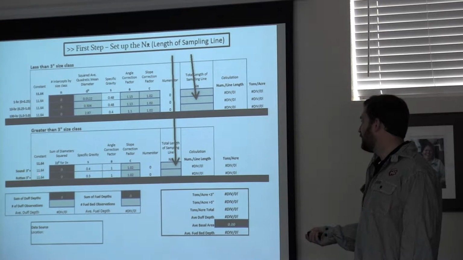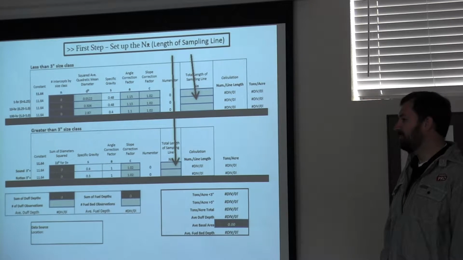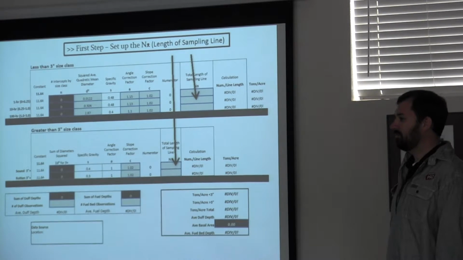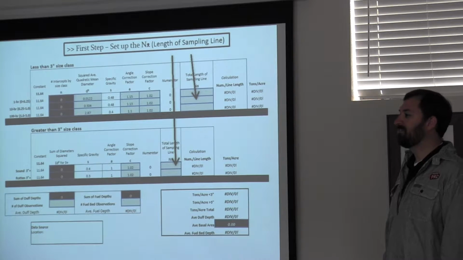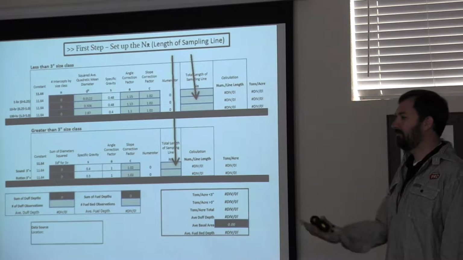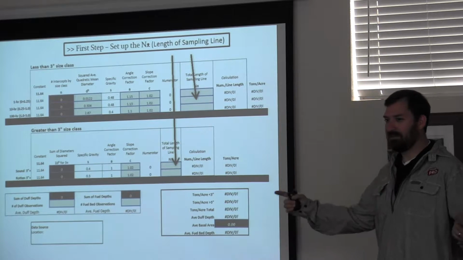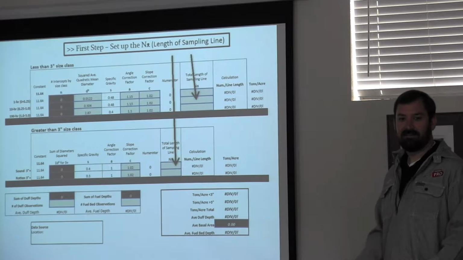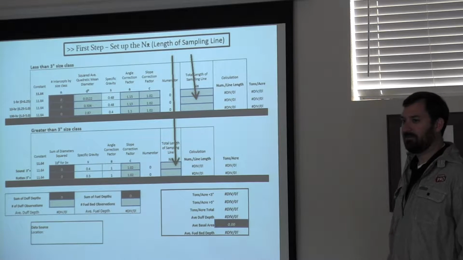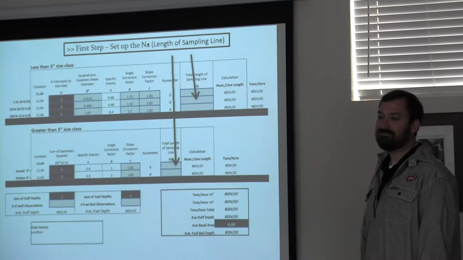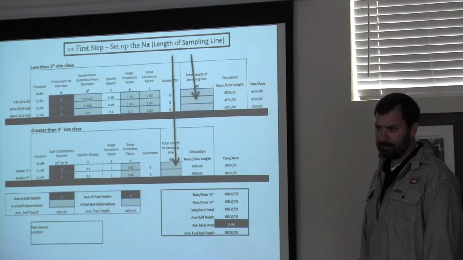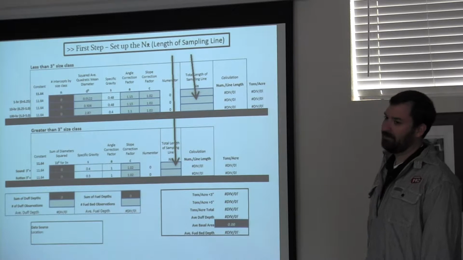So what is it for the 3-inch plus? What's the total length of the sampling line for the 3-inch plus? 50 feet, right? Our length of our sampling line times 8, 400 feet. Ask as many questions as you like. So if you take 16 sampling lines, it's times 16. Okay, just making sure.